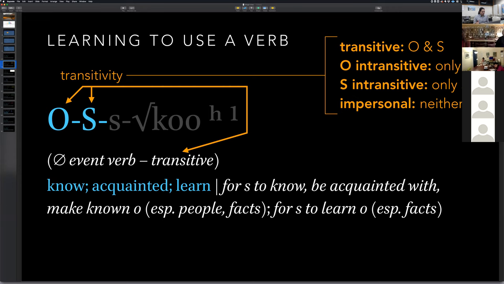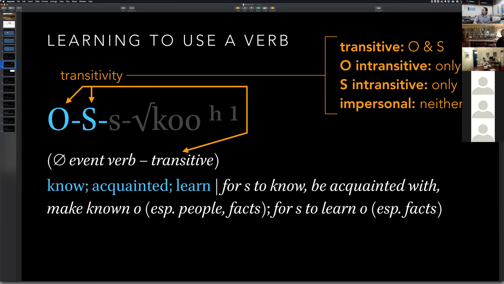And so if you want the fancy terms for it, there's transitive, which means there's an object and a subject. There's object and transitive, which means there's only an object. Subject and transitive, where there's only a subject. And then impersonal, where there's neither an object or a subject. But whether you want to know those terms or not, you just look for the O, the S, and you know you're looking at a certain list of pronouns that's going to go into that particular area.